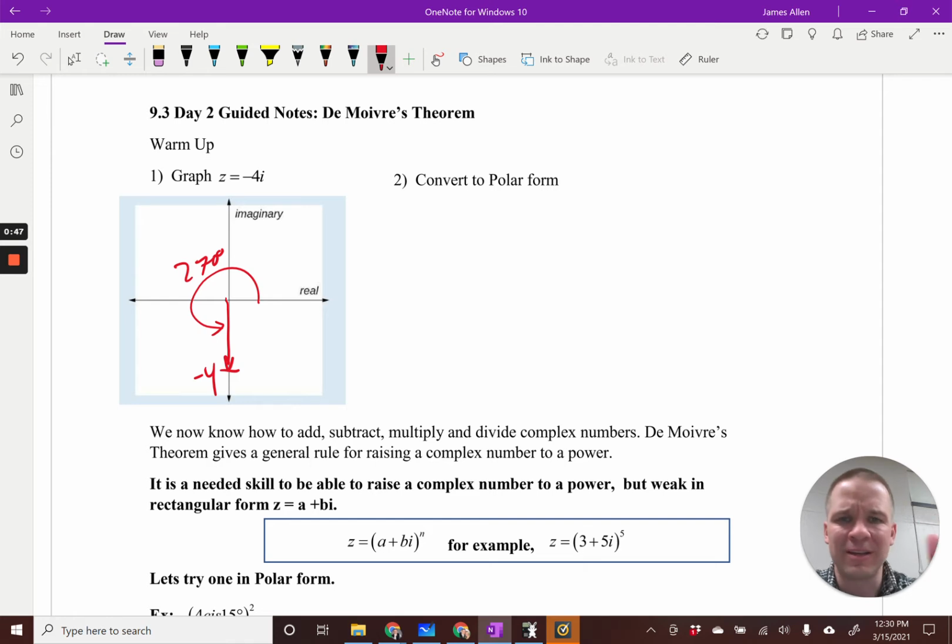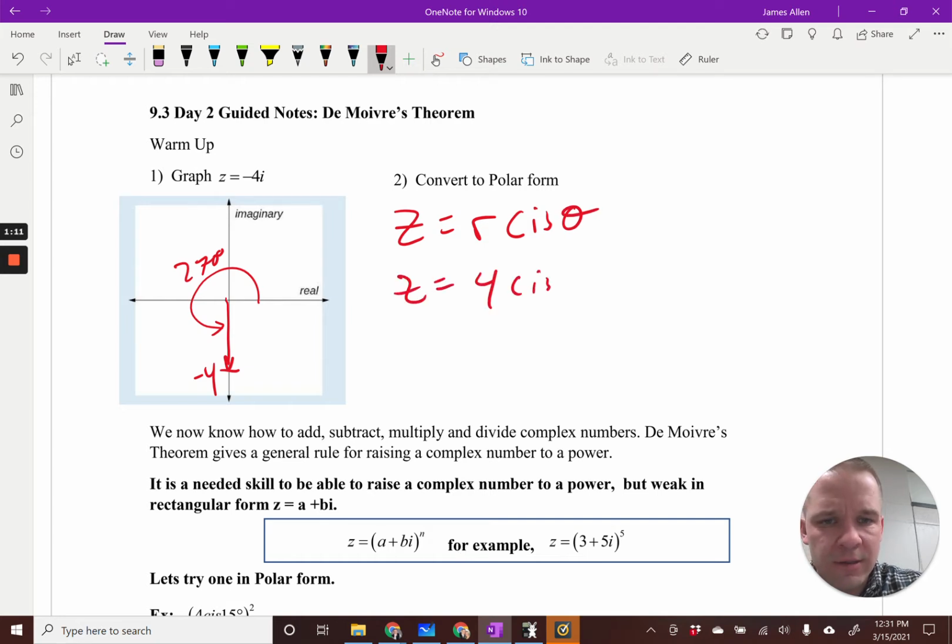Okay, let's convert this to polar form. It's like I knew that we needed that. My r in this case is 4, right? So we're going to have z equals, let's just remember, r cis theta. So that's going to be 4 cis, and that was 270.